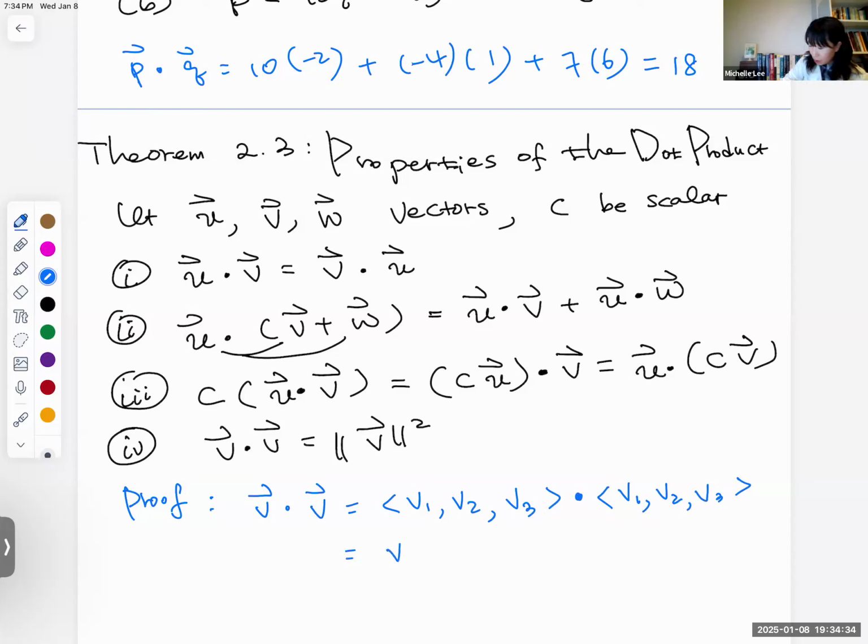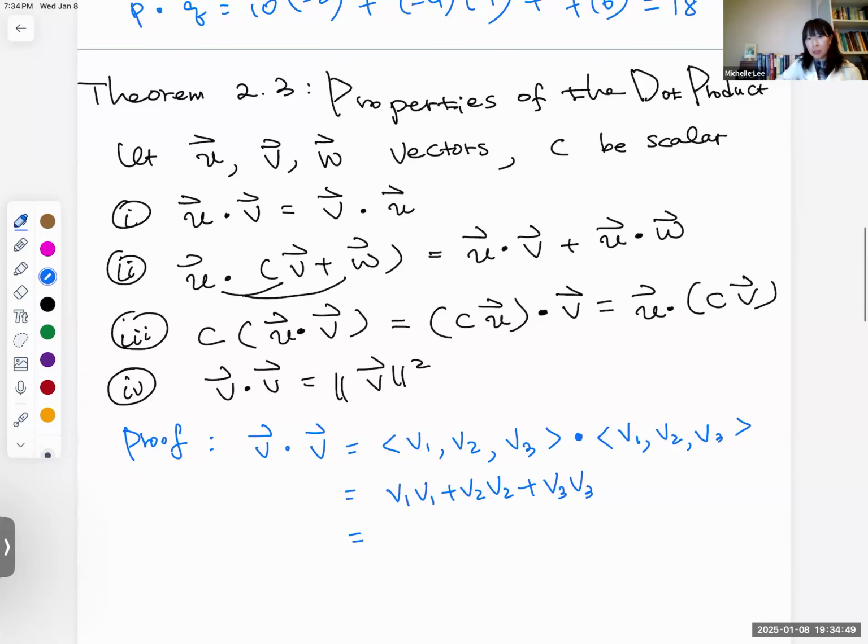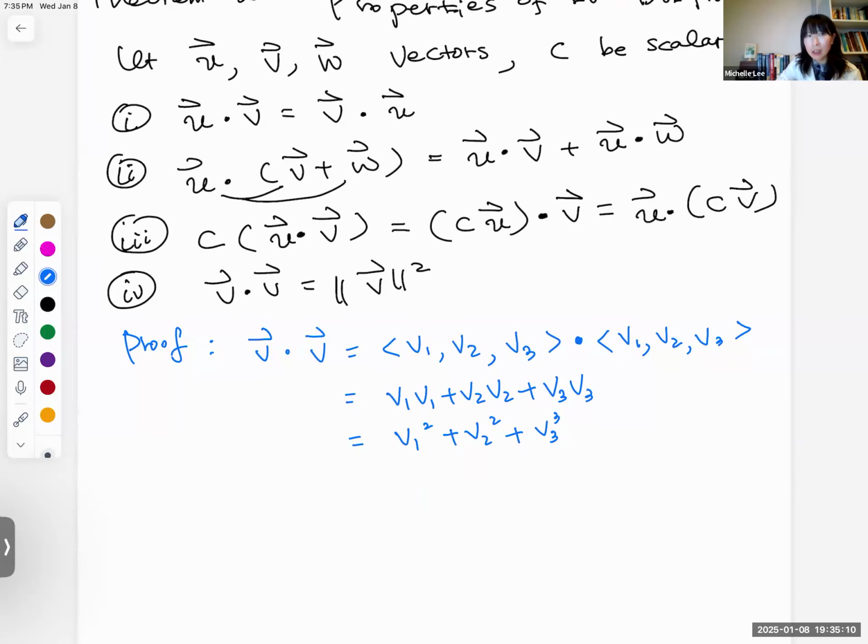Okay, then that will be v sub 1 times v sub 1 plus v sub 2 times v sub 2 plus v sub 3 times v sub 3, right? Okay, then in that case, the first term we can express as v sub 1 squared, right? Second term, v sub 2 squared. Third term, v sub 3 squared, right? Okay, now we are going to use a trick. That's correct, a trick. This is kind of a technique.